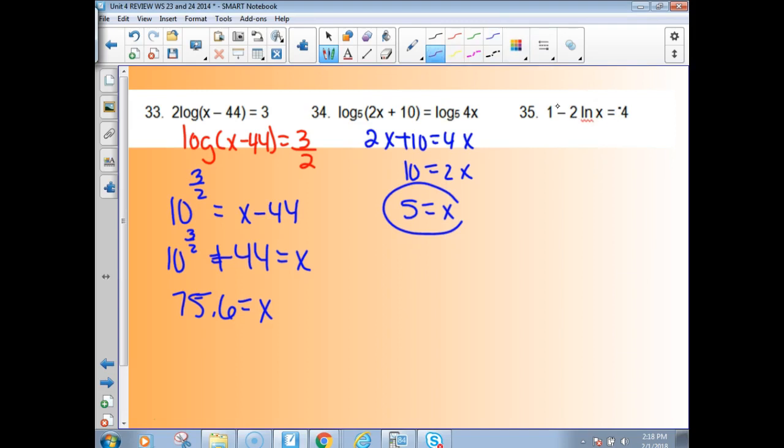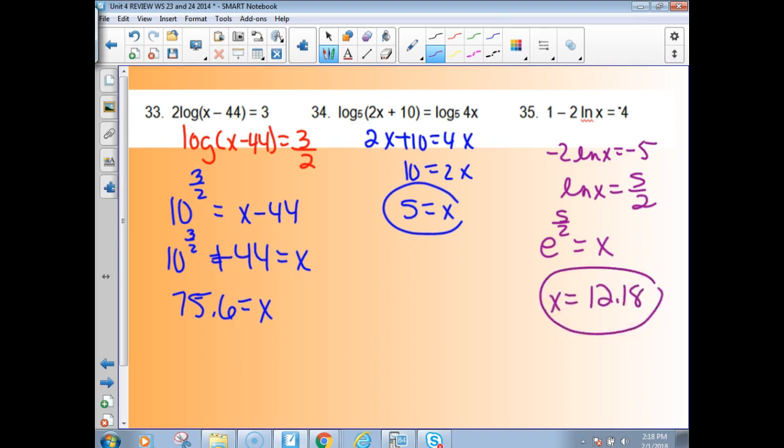35, when you look at that, the first step is isolate the natural log of x. You're going to subtract 1. Divide by negative 2 gives you positive 5/2. Exponentiate it. e to the 5/2 equals x. Base is e. And that's just something you can type on your calculator. You can type e to the 2.5 or e to the 5/2. But whatever you do, it should be 12.18.